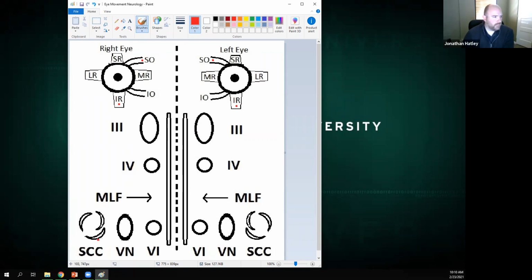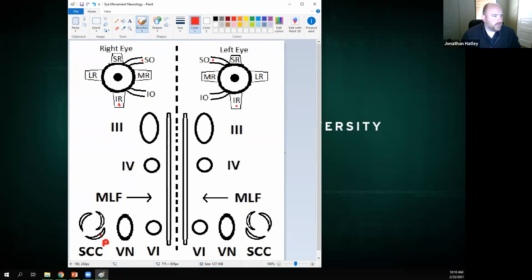So now we know a few things. We know which canal is being stimulated. In this case, it's the posterior canal, and so I'll denote this with a P back here. And we know which muscles are being stimulated up here in the orbits. So how do we make the connections here? Well, once I know which canal and which muscles are being stimulated, I like to think about which cranial nerve nuclei are responsible for stimulating those muscles.